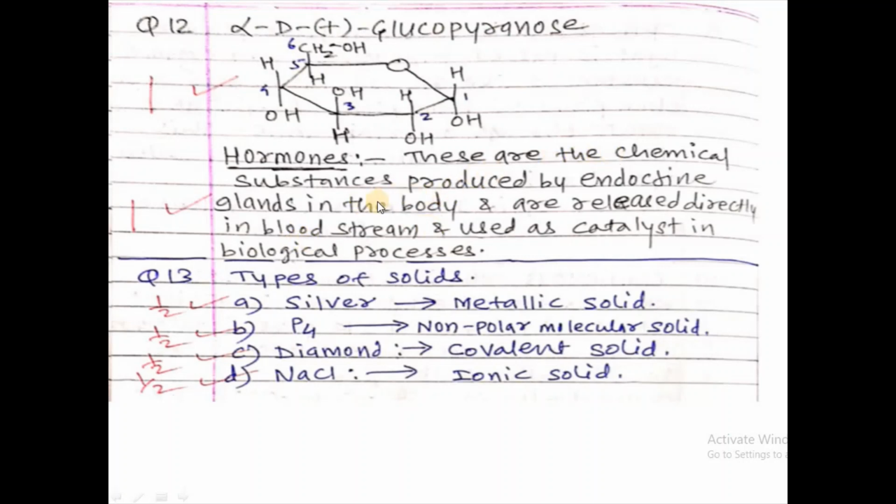It is very easy to remember alpha D-glucopyranose and beta D-glucopyranose. Hormones, these are the defined hormones. These are the chemical substances produced by endocrine glands in the body and are released directly in the bloodstream. It is known as hormone. It is for 1 mark.